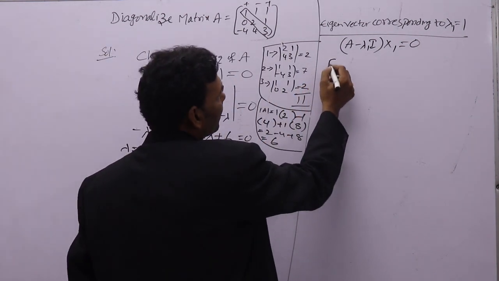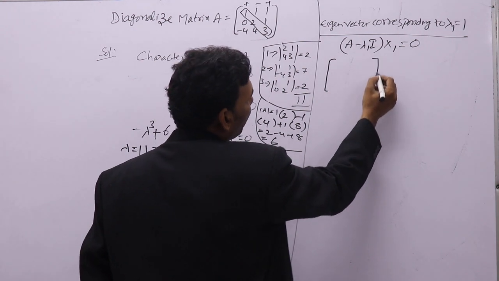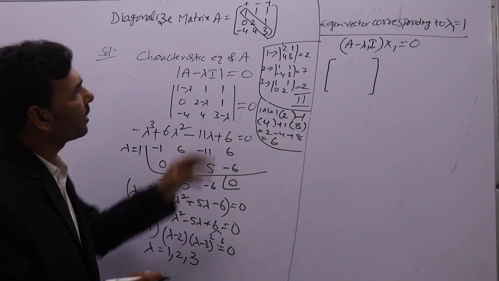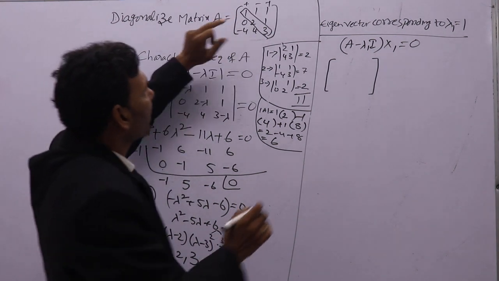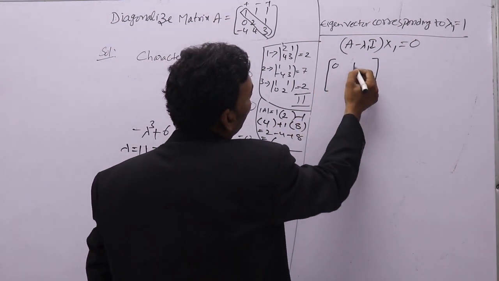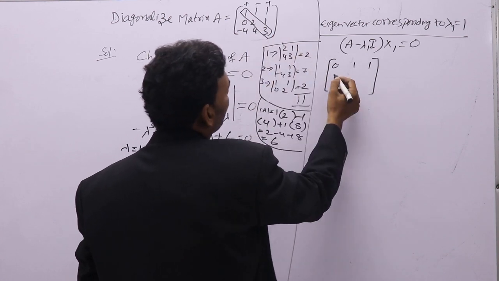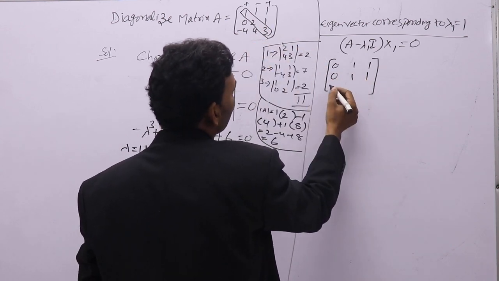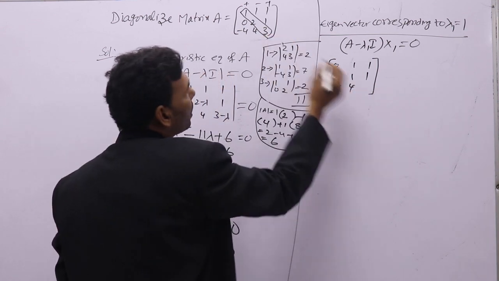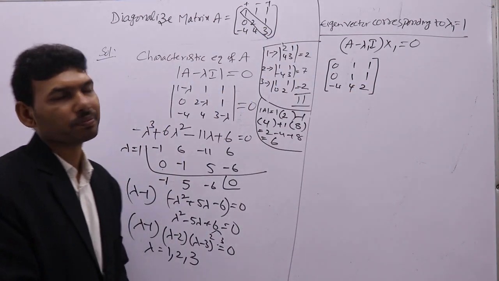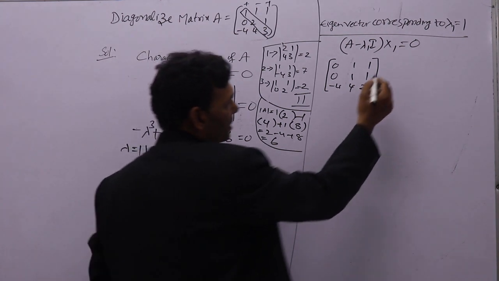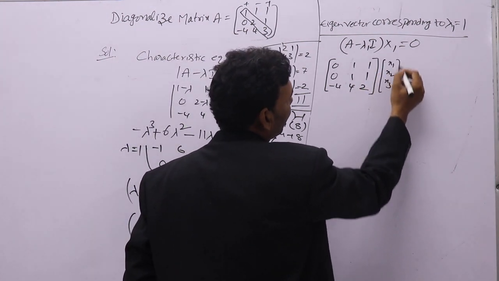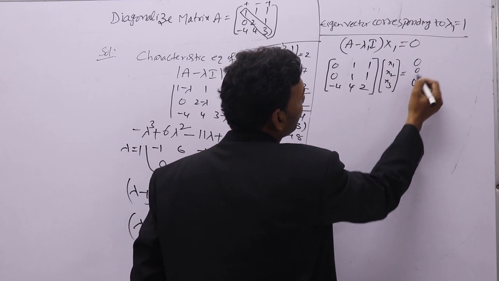That is, subtract 1 from the diagonal. If you subtract 1 from the diagonal: 0, 1, 1; 0, 2 minus 1 is 1, 1; 1, minus 4, 4, 3 minus 1 is 2. Multiplied by x1, x2, x3 equal to 0, 0, 0.